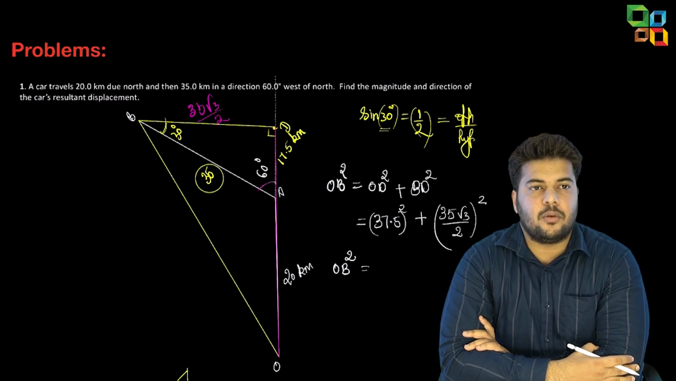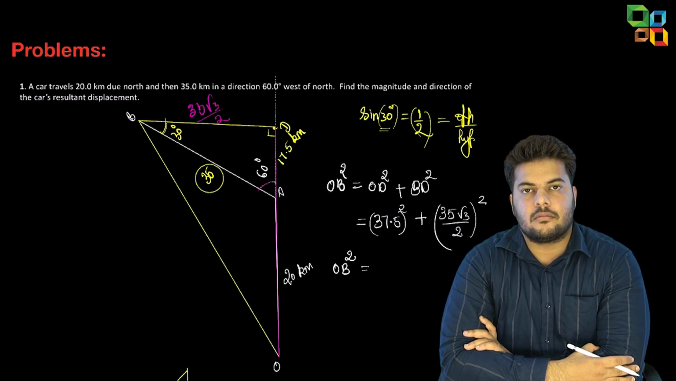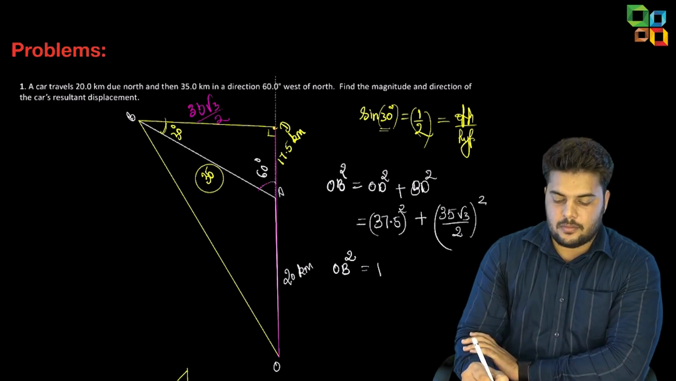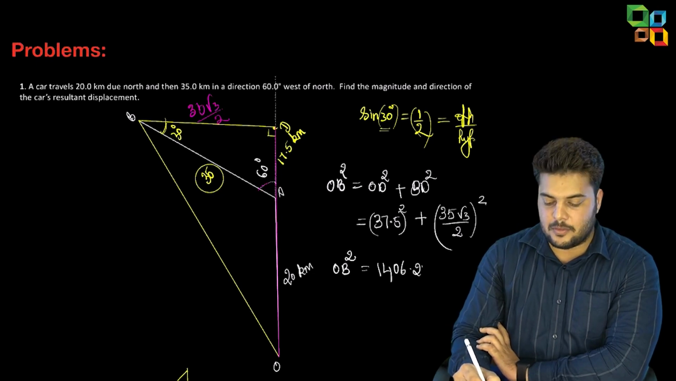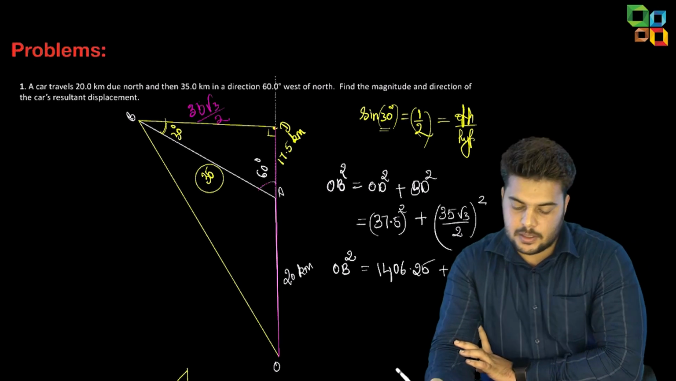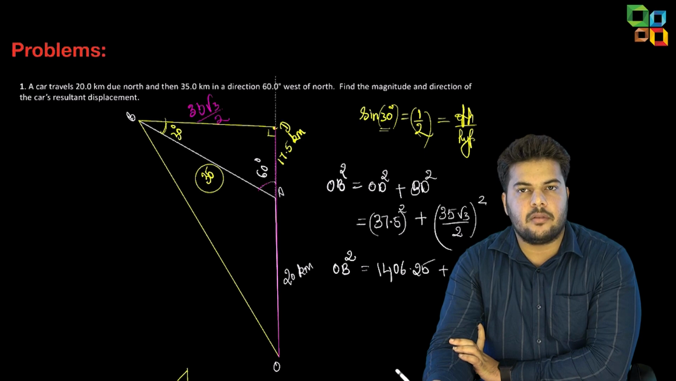What is 37.5 the whole square? That's a mess, no? 37.5 the whole square. Sandra says it's 1406.25. Okay, 1406.25. Plus 35 root 3 by 2 the whole square. 35 square. What is 35 square?